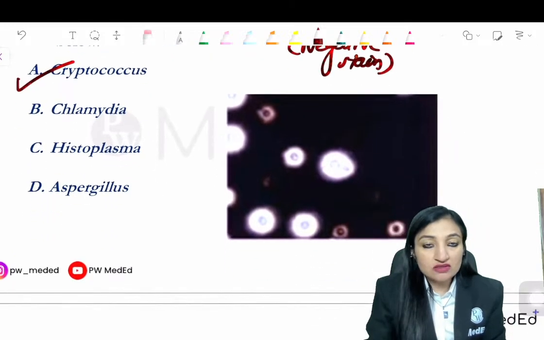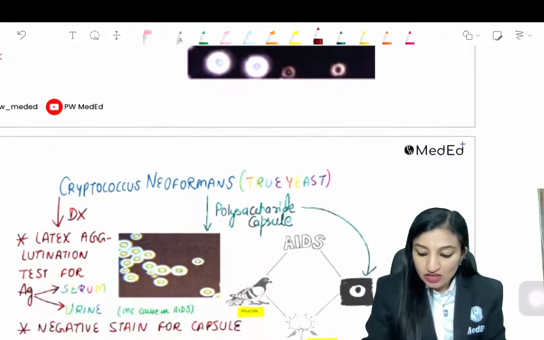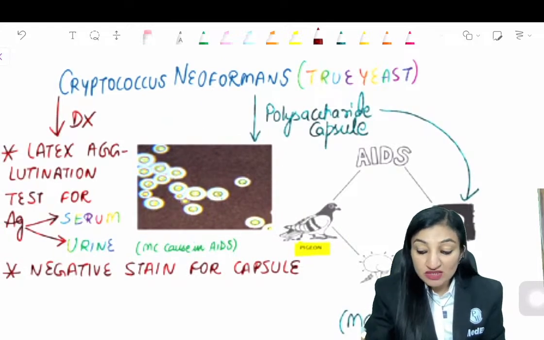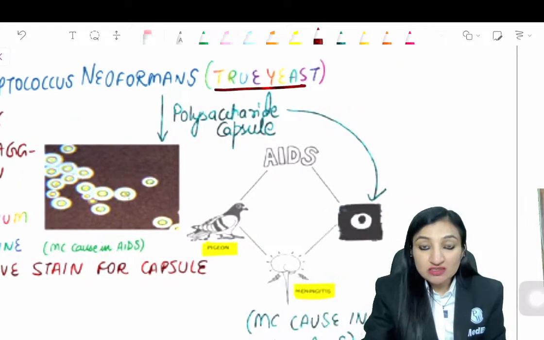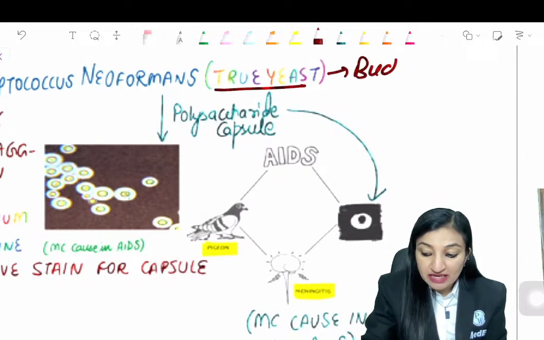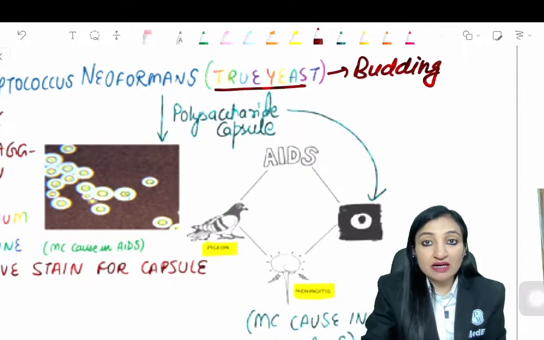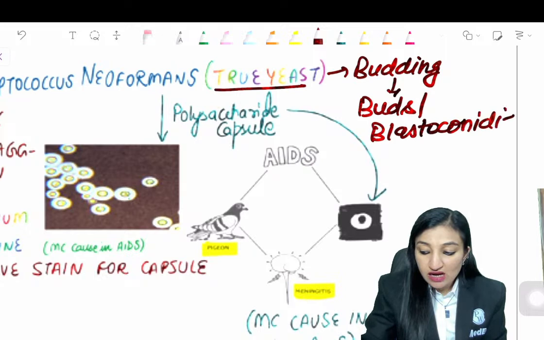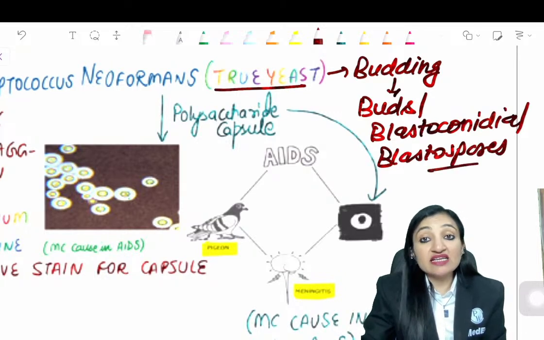Cryptococcus neoformans, the most important species. This is a summary slide to tell you the important points about Cryptococcus neoformans, which is a true yeast. True yeast meaning it multiplies by budding, an asexual method of multiplication, which leads to the formation of buds or blastoconidia, also known as blastospores. These are examples of asexual spores.